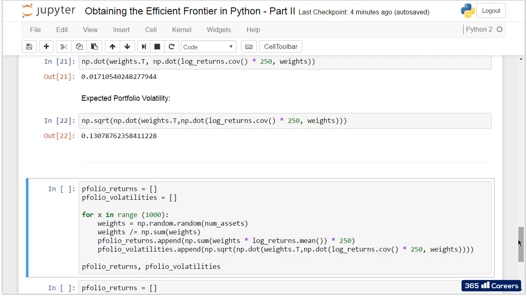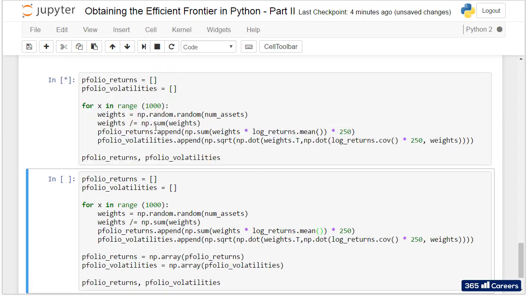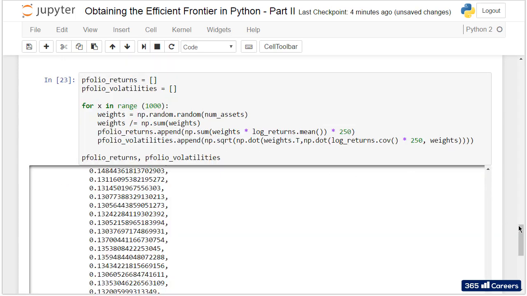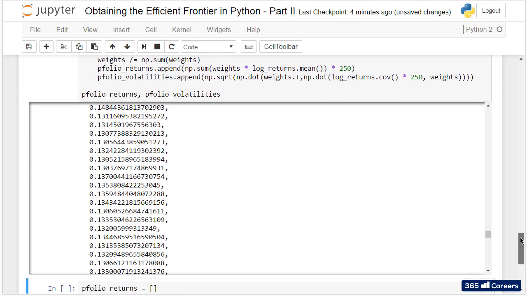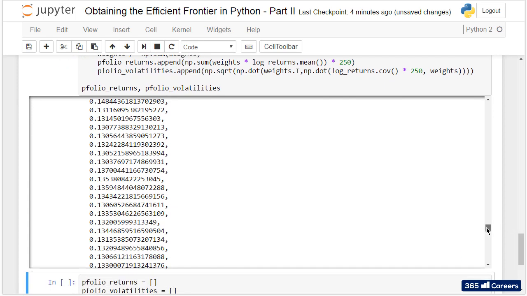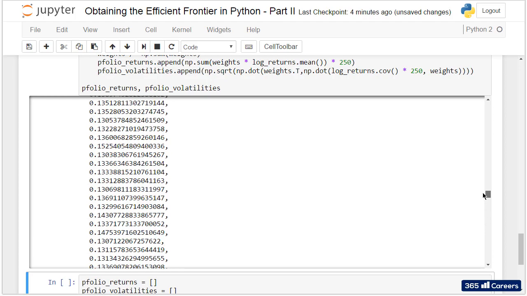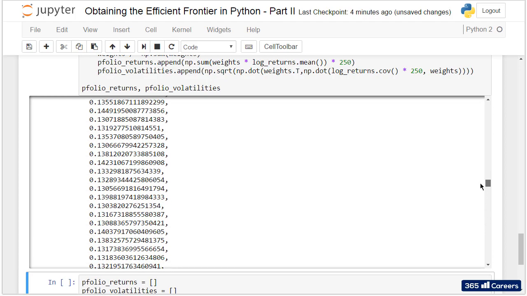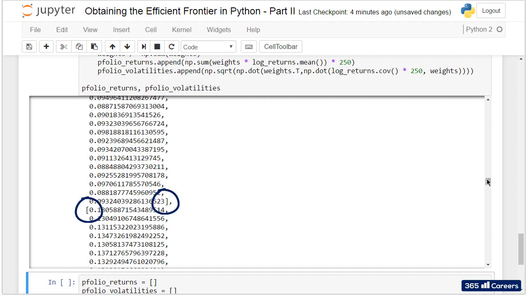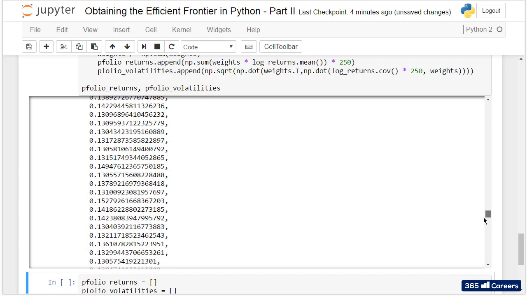Perfect. Let's see what the portfolio returns and the portfolio volatilities look like. We won't count the number of values, but apparently, these are two super long lists containing 1,000 values each. Anyway, we are on the right track, but we are not quite there yet.